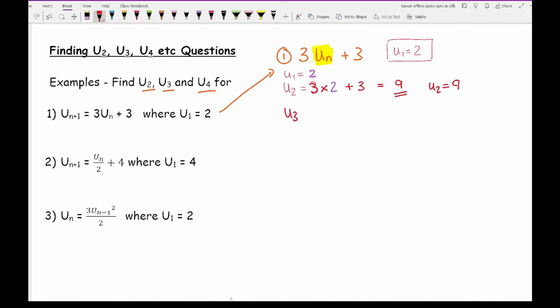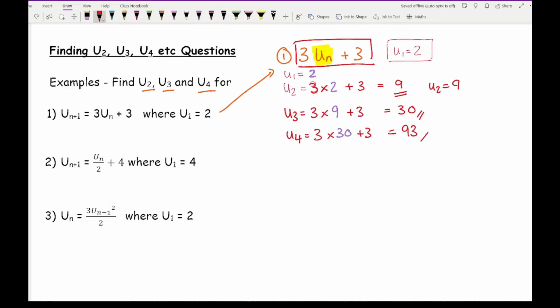Then for u3, again, I'm going to use this formula, which is 3 times the previous term. Now note that the previous term is now changed from 2 to 9. And then I need to continue to add 3. So 3 times 9 is 27, plus 3 is 30. Then to work out u4, again, substituting it into the formula, I've got 3 times the previous term, which is u3, which u3 value is 30, and then I'm adding 3. So 3 times 30 is 90, plus 3 is 93. So there I have my u3 value of 30 and a u4 value of 93.